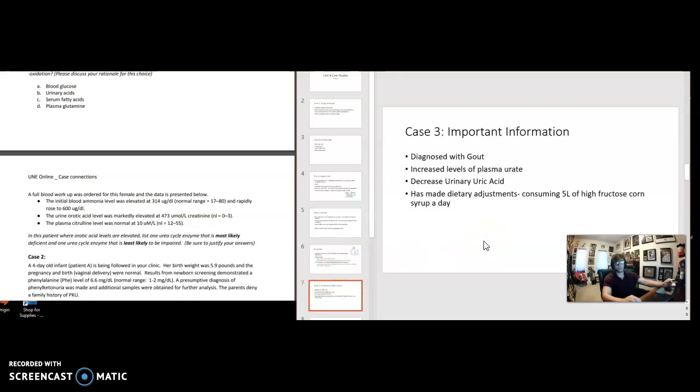So again, always starting with pertinent information. We know that the patient is diagnosed with gout. He has increased levels of plasma urate, decreased urinary acid levels, and stated his diet consists of 4 to 5 liters of soda a day, which contains high fructose corn syrup.